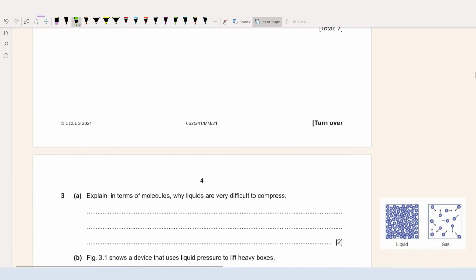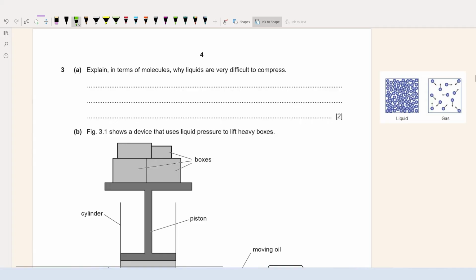We're done with this. Question number 3. Explain in terms of molecules why liquids are difficult to compress. Now we can see here I've given a picture on the right side. We can see the molecules are closer in liquid, right? So the force of attraction will be more. So we can write down that in our answer.